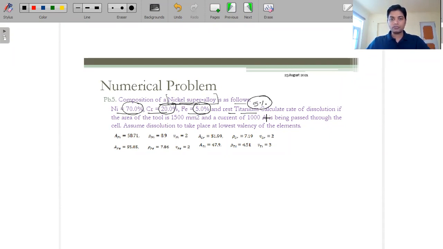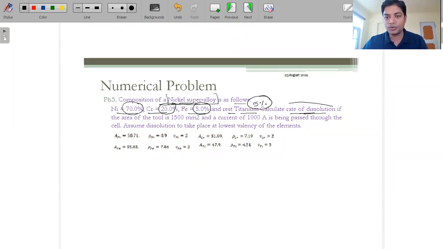Now calculate the rate of dissolution. Rate of dissolution means the feed rate. Here they are talking about the feed rate, because dissolution means the depletion of the material starts, when the material starts being removed from the workpiece surface. So what rate will it depend on? That will be the feed rate, with respect to which we are moving the tool towards the workpiece. Once it comes in contact with the workpiece, with a minimum gap, it will start depleting the material. So the rate of dissolution is nothing but the feed rate only.